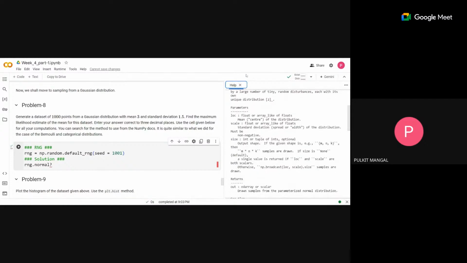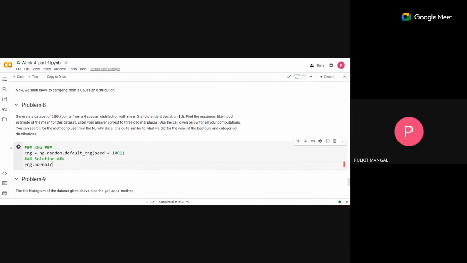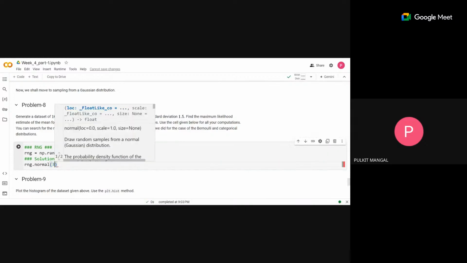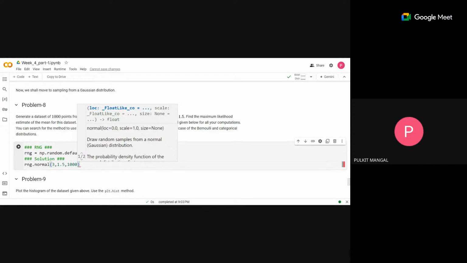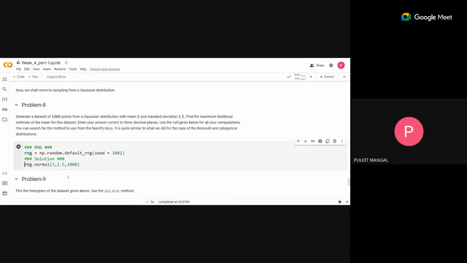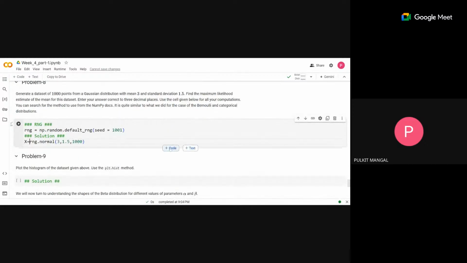If you scroll down to the parameters, first is loc, that refers to the mean. The second parameter is the standard deviation. The third parameter is the size. So the first parameter is mu, which is 3. The second parameter is standard deviation, that is 1.5. The third is the size, that is 1000. Let's name this X, and you will get your sample.